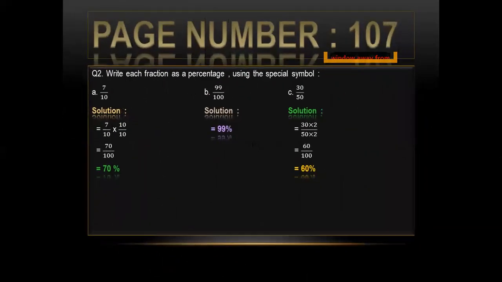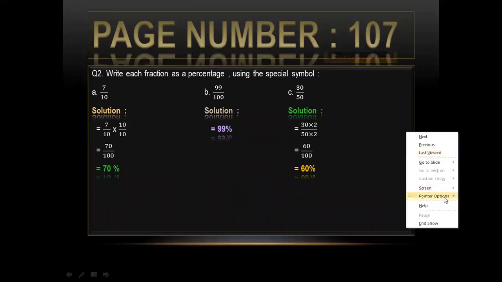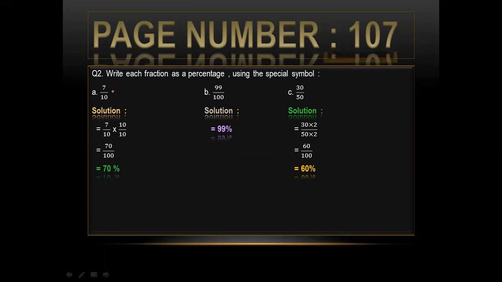Yes, come to our question. 7 over 10. Again, there is 10. It means that we multiply it with 10 and divide with 10. 70 over 100, and instead of 100 you will use the sign of the percentage. 70%. Now here we are using the symbol. In the previous question we wrote the word percent, and here we are using the sign of percentage. The second part, 99 over 100, already 100 is there, so no need to change it.